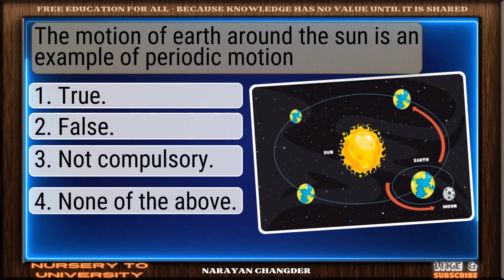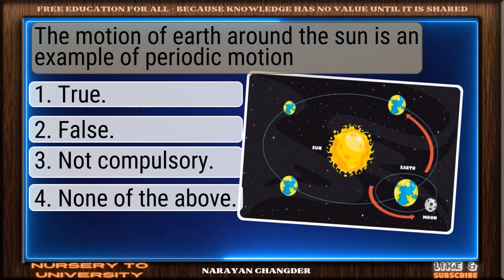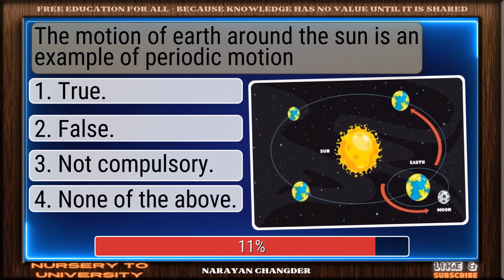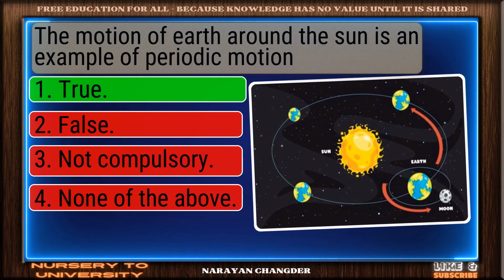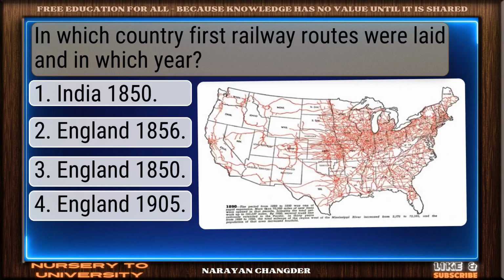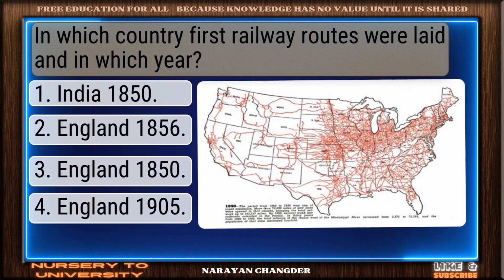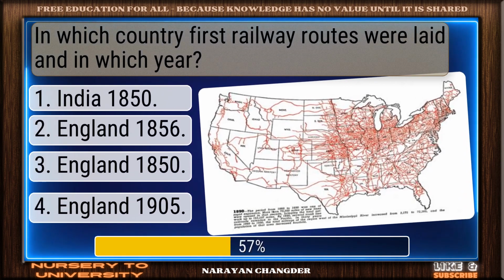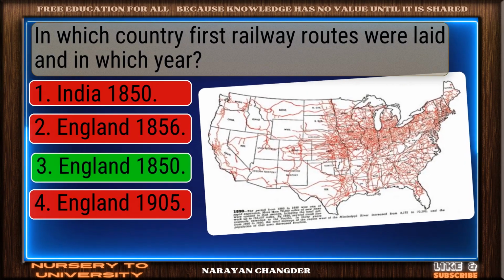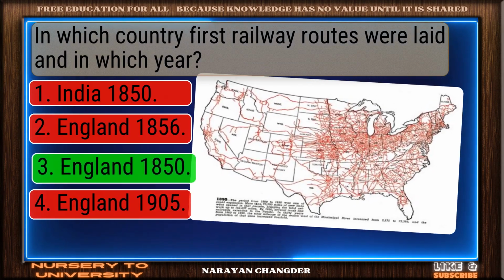The motion of Earth around the Sun is an example of periodic motion. Strong choice. True is the right answer. In which country first railway routes were laid and in which year? You're right. England 1850 is the correct answer.